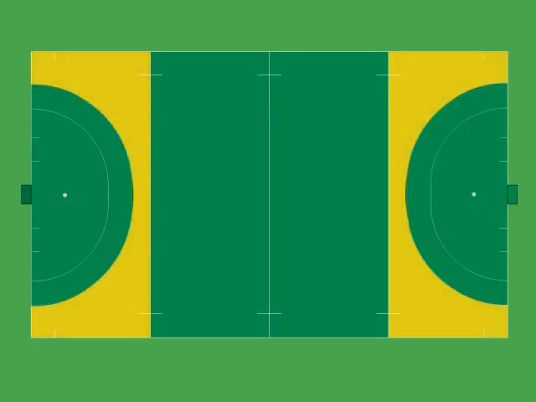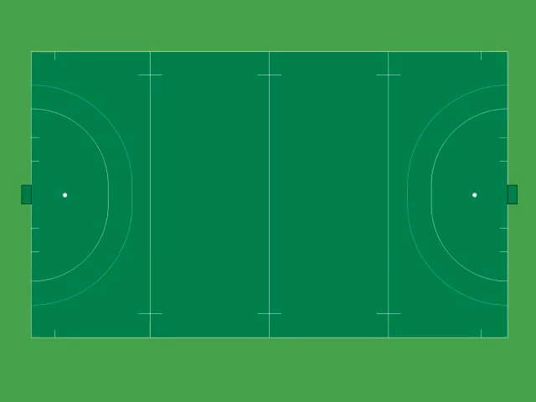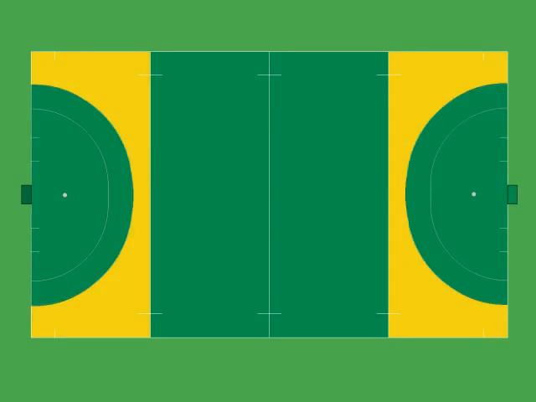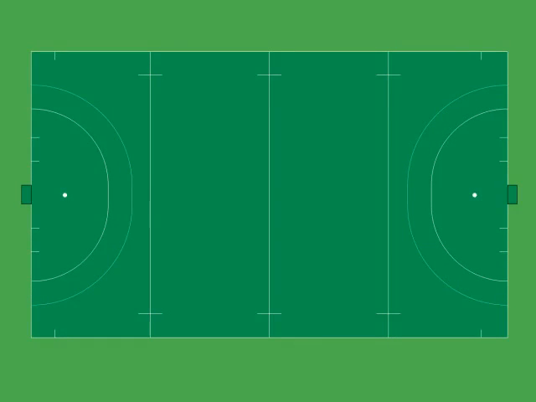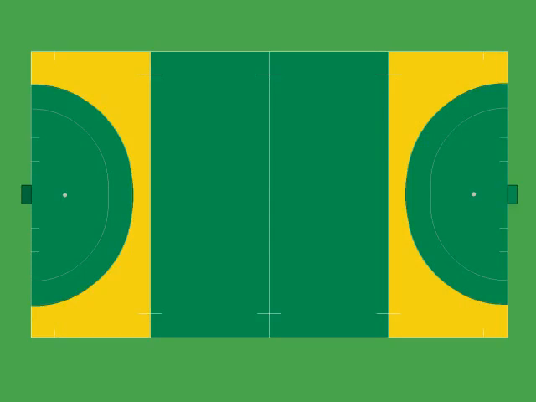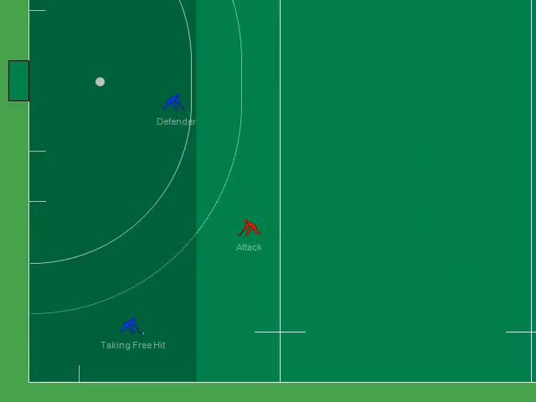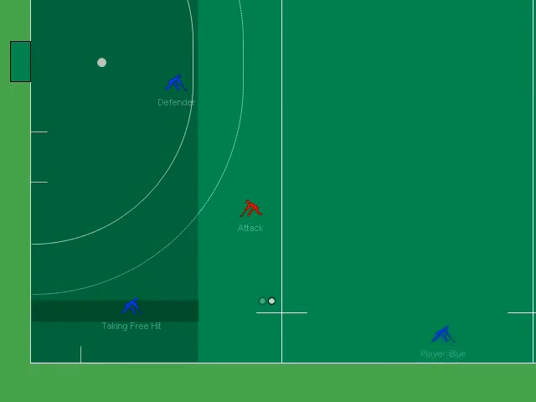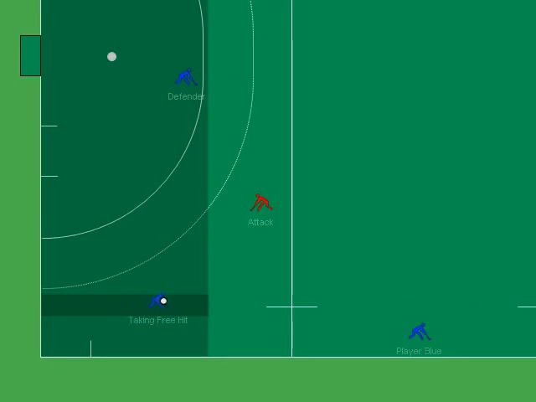Inside the 23-metre zone. This is the area between the back line and the 23-metre line, but outside the dotted circle, which is 5 metres from the scoring circle. In this zone, if the team in defence are awarded a free hit within 15 metres of the back line, the rule basically hasn't changed.